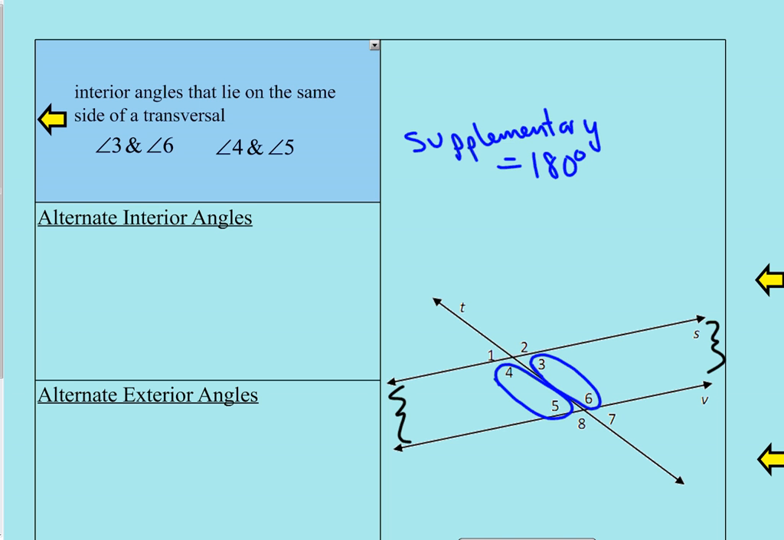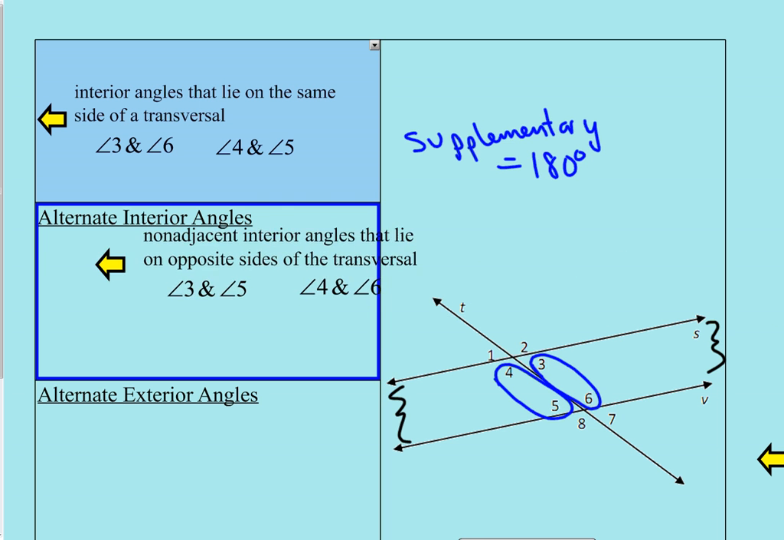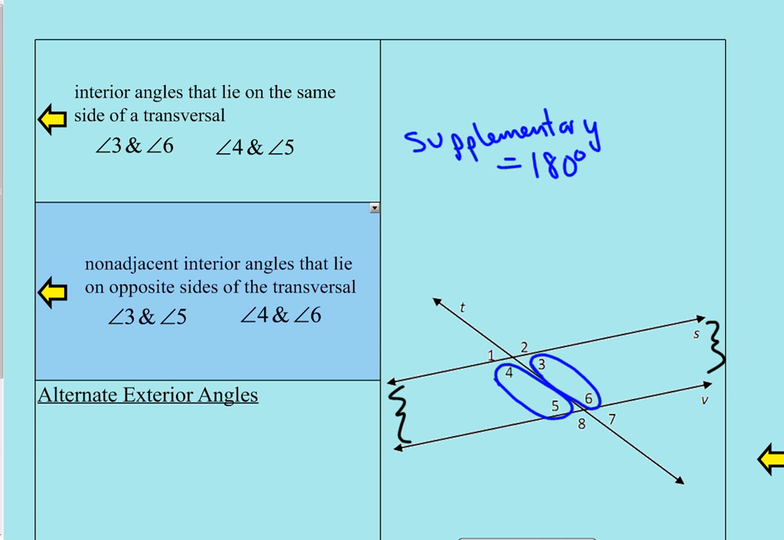If you have consecutive interior angles, you also have alternate interior angles. Alternate interior angles are on opposite sides of the transversal. So you've got same side interior or consecutive interior, then you have alternate interior angles. 3 and 5 and 4 and 6 would be considered alternate interior angles, and alternate interior angles are going to be congruent to each other. So 3 would be congruent to 5, 4 would be congruent to 6.